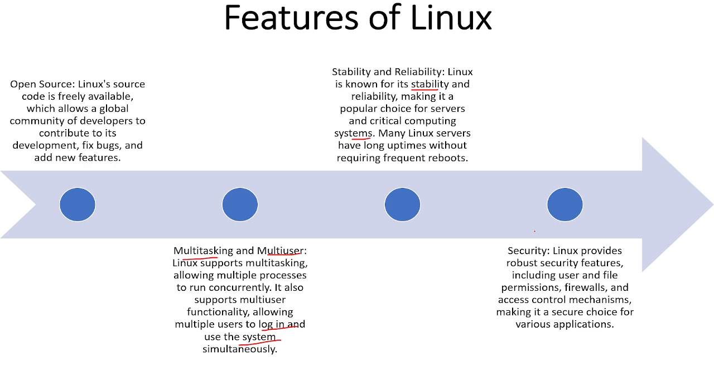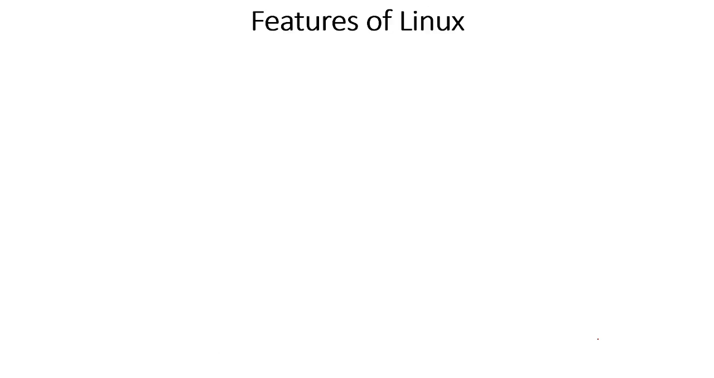And security. This is also one of the key features of Linux. Linux is more secure, with robust security features including user and file management, file permissions, firewall, and access control mechanisms, making it a very secure choice for various applications. So Linux has better malware protection than other operating systems. This is a very secure operating system.